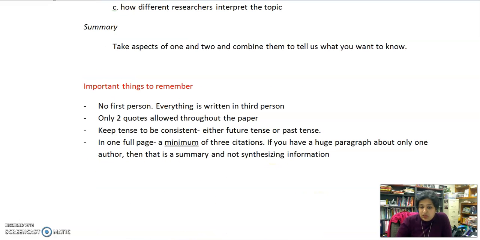Some things to think about as you are writing the paper. There is no first person. There will be no I, we, us in the paper. Everything is written in third person. You are only allowed 2 quotes throughout the paper, 2 direct quotes. So that is another thing to keep in mind.